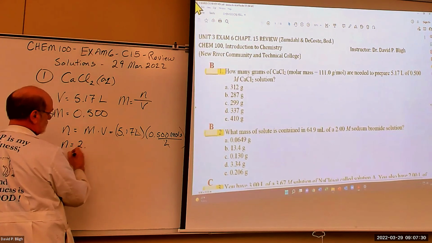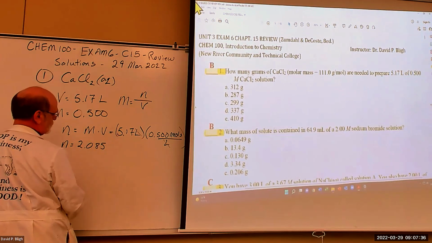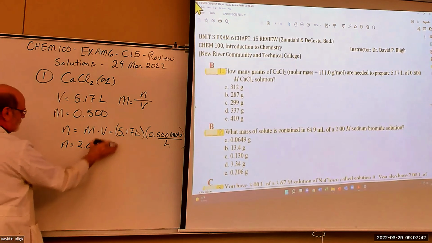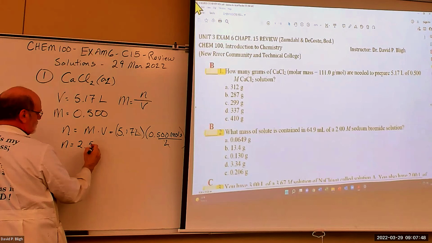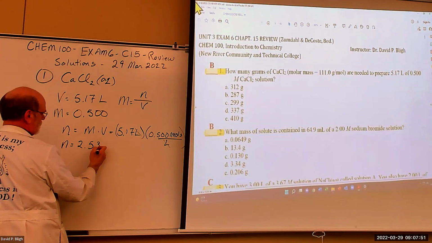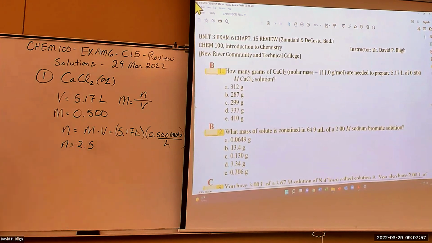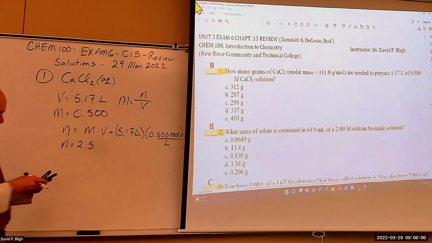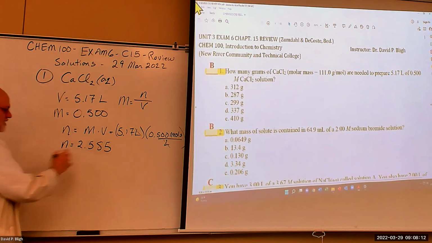I'm going to use my calculator. Sometimes I can do these in my head and sometimes I can't. Always on the right track. 2.585. So that's the number of moles.